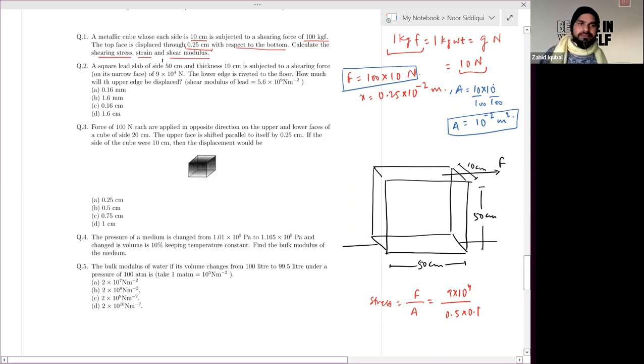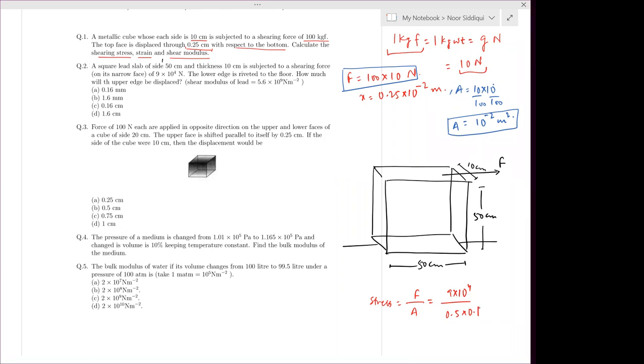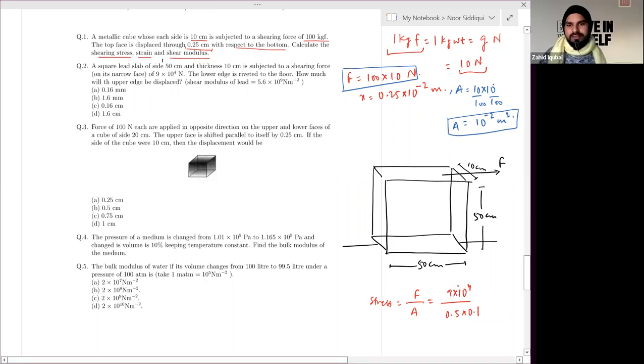Any doubt? 0.5 is its length. For 50 centimeter, I've converted into meter by dividing by 100. And 0.1 is due to 10 centimeter. I have converted into meter by dividing it by 100. Okay, sir.